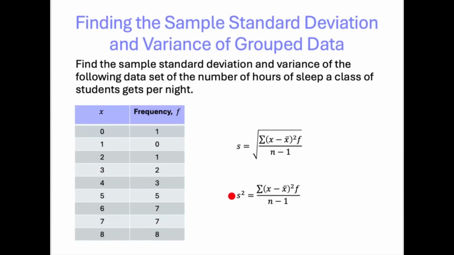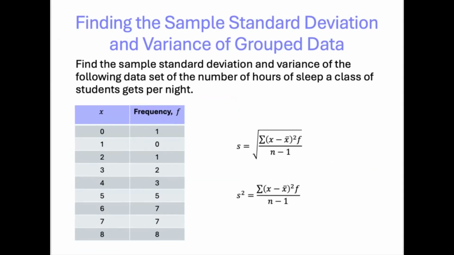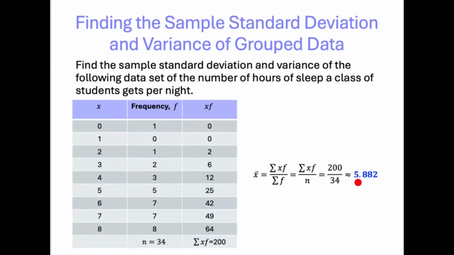So whenever we input these values, we can make a table to kind of organize this if we're doing it by hand. So first of all, in our formula, we're going to need x bar, which is the sample mean. So this just shows the calculation for the sample mean, which we saw in the previous video. So this is just a reminder of that.